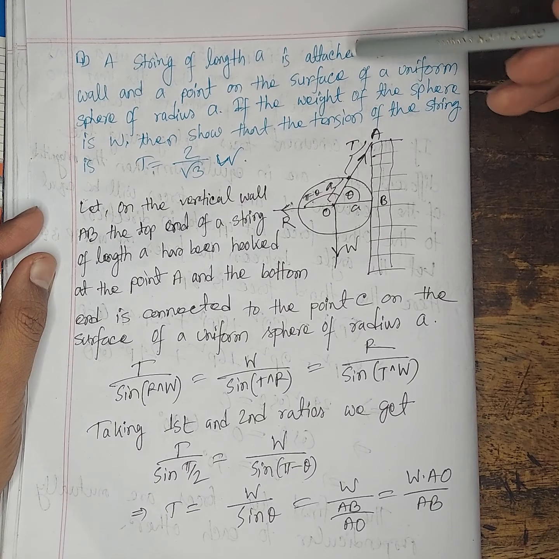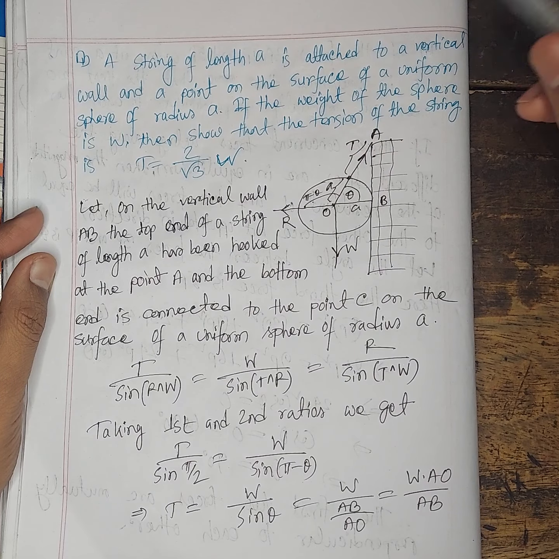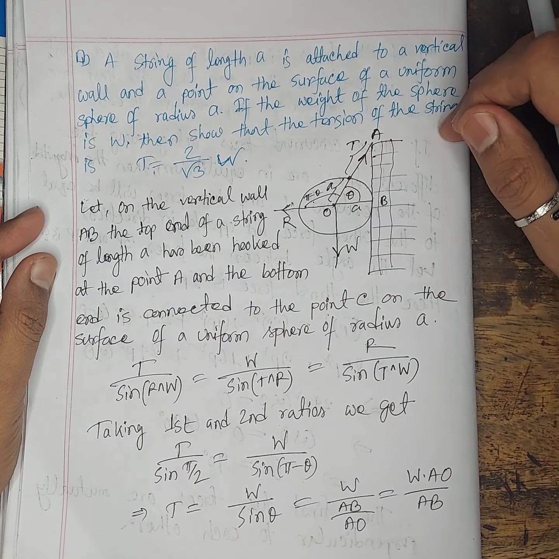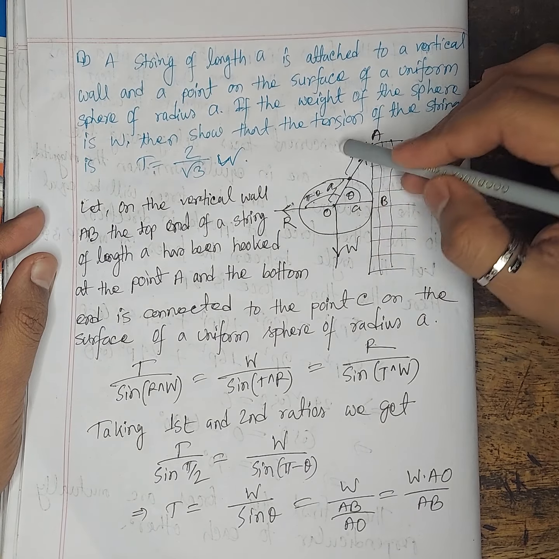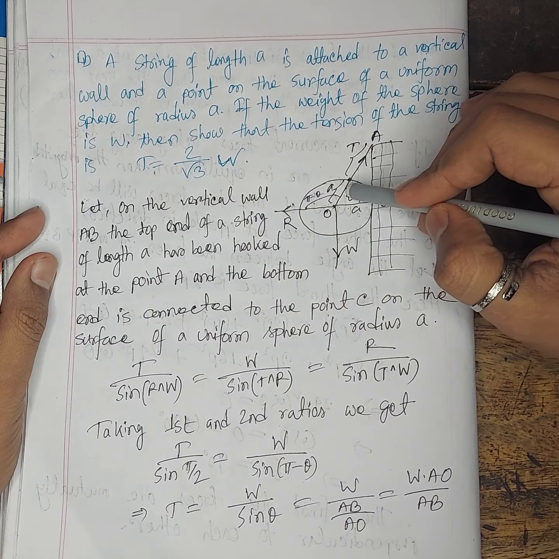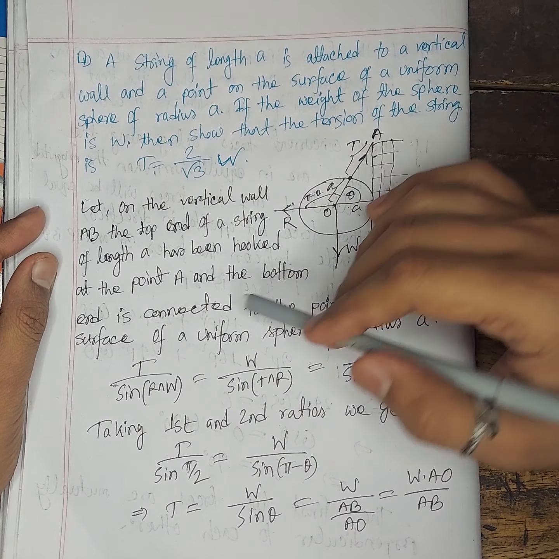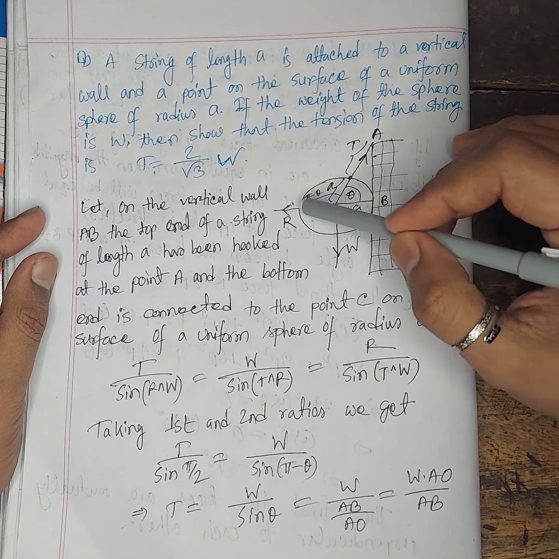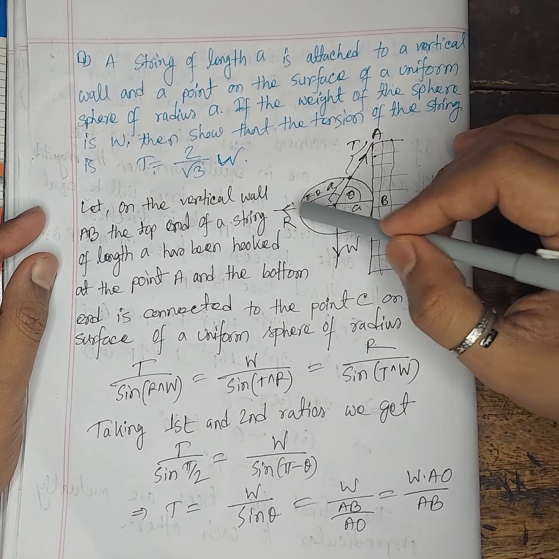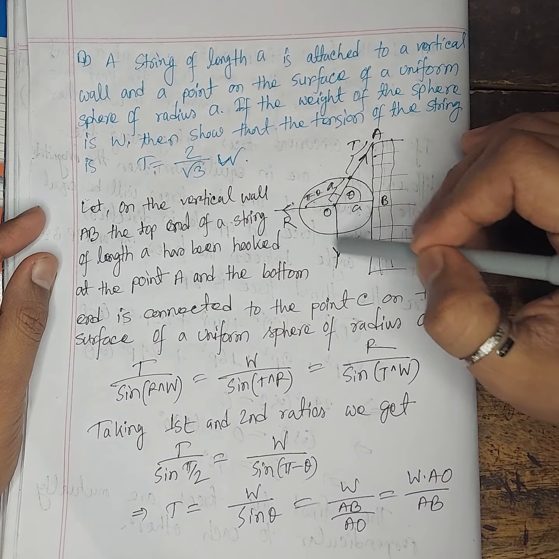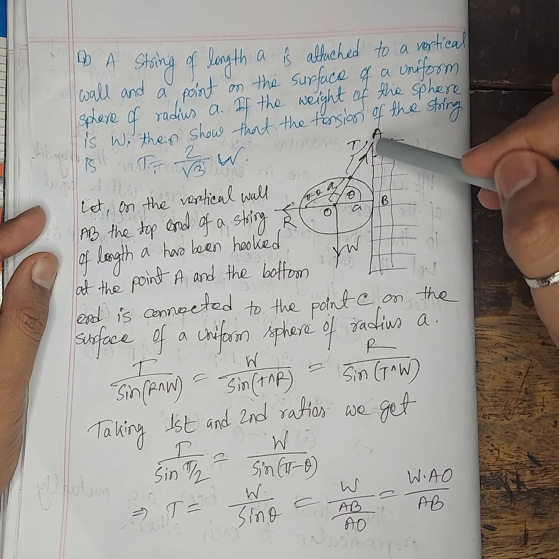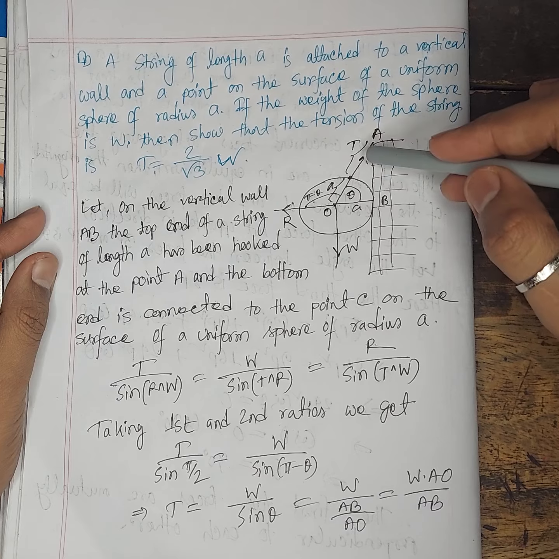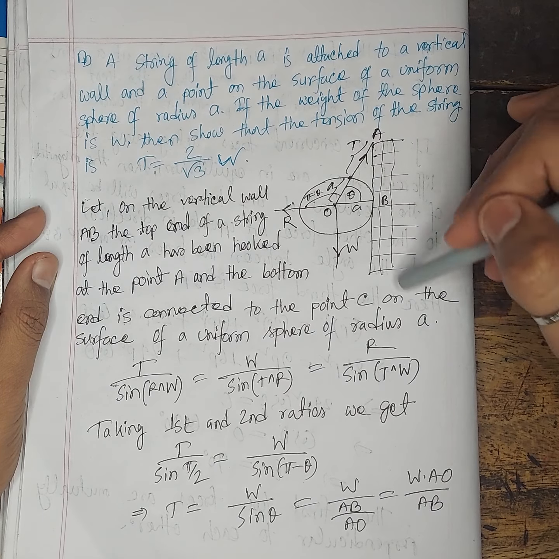If we draw a figure according to the question, we get a picture like this. Here three forces W, R, T are in equilibrium. So by applying Lami's law, we get T divided by sin of the angle between R and W, equals W by sin of the angle between R and T, equals R by sin of the angle between T and W.